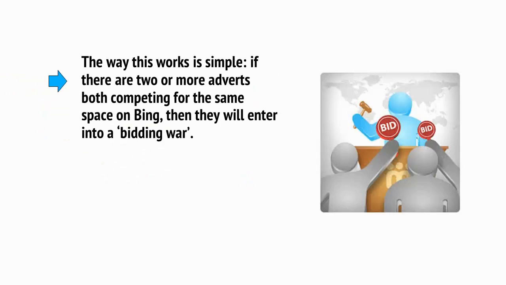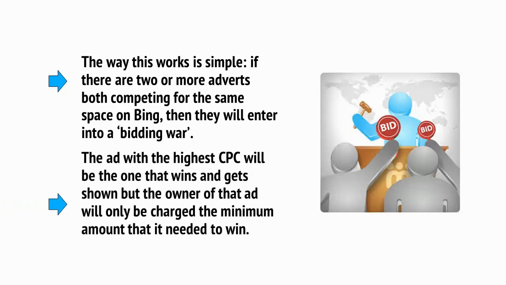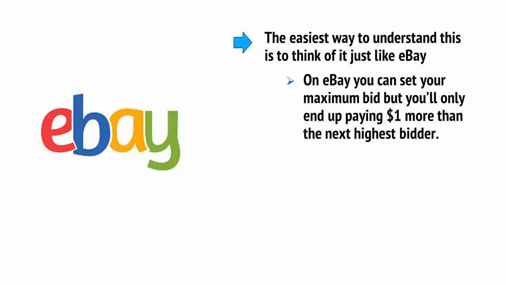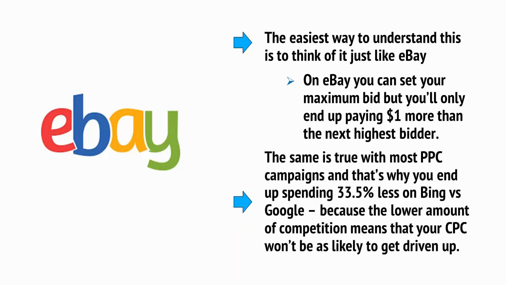Now, the way this works is quite simple. If there are two or more adverts both competing for the same space on Bing, then they will enter into a bidding war. The ad with the highest CPC will be the one that wins and gets shown, but the owner of that ad will only be charged the minimum amount that it needed to win. The easiest way to understand this is to just think of it a bit like eBay. On eBay you can set your maximum bid, but you'll only end up paying $1 more than the next highest bidder. And the same is true with most PPC campaigns, and that's why you'll end up spending 33.5% less on Bing versus Google, because the lower amount of competition means that your CPC won't be as likely to get driven up.